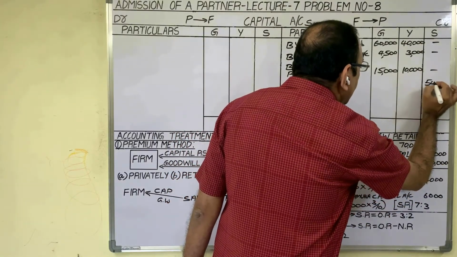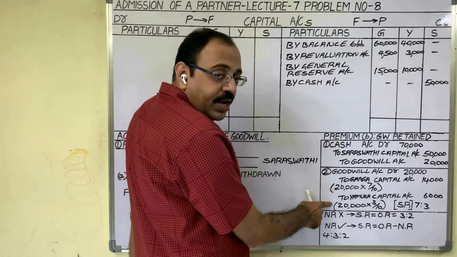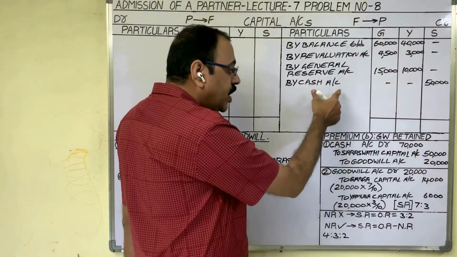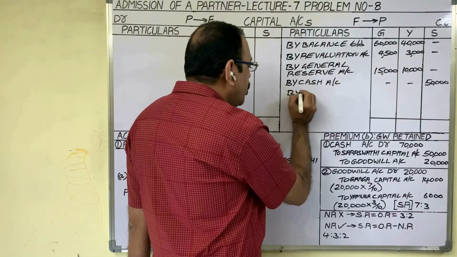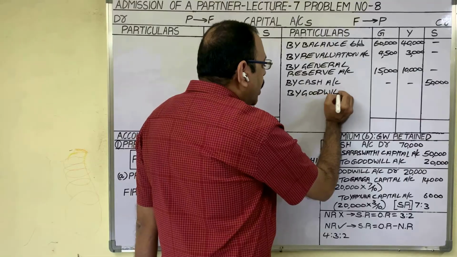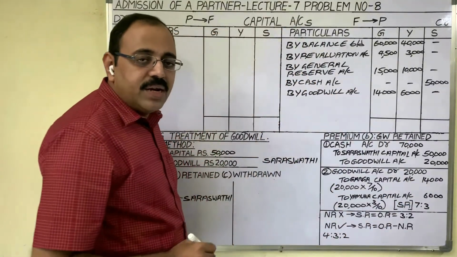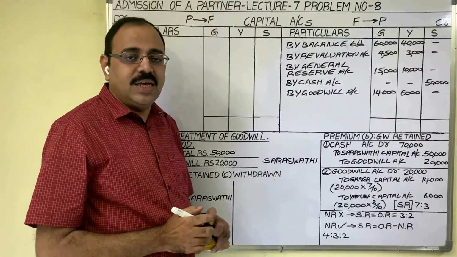Write it in Saraswati's column. Come to the second entry, capital accounts are credited. Therefore, this entry also, on the credit side only we should post. What to write? Debit side account name, by goodwill account 14,000, 6,000. Posting is completed. Next step is balancing.